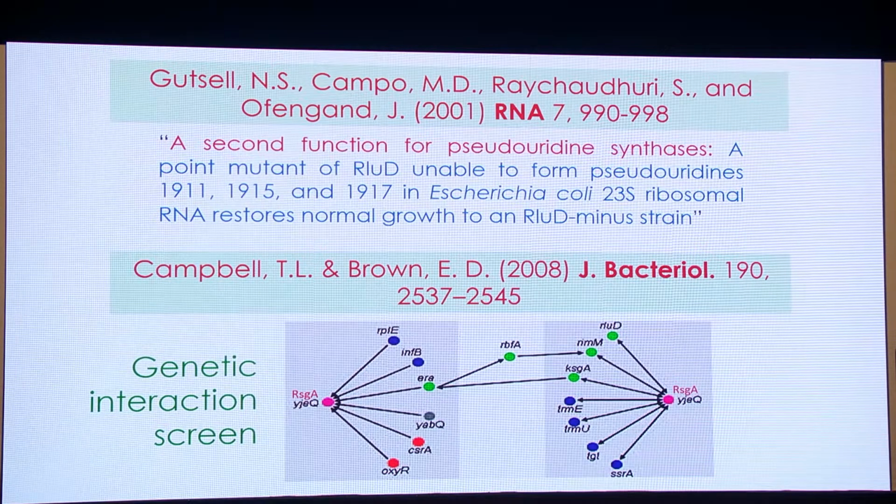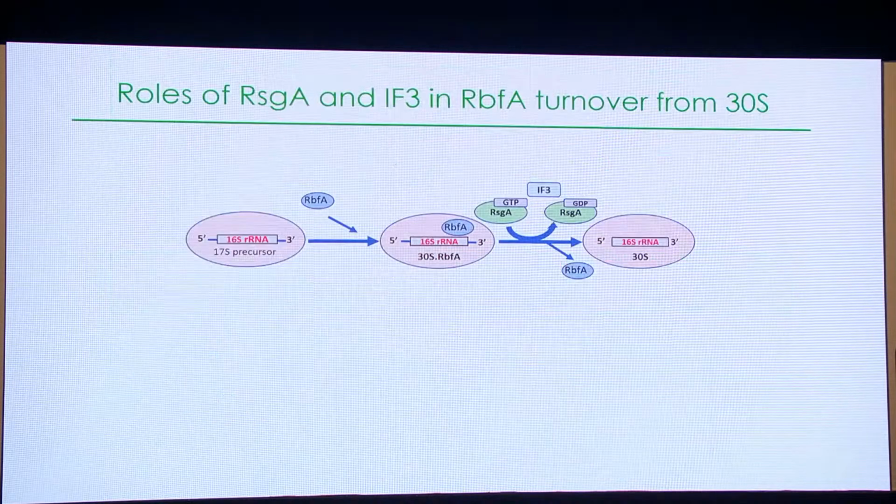Now, yet another observation that allowed us to follow the ribosome biogenesis was the work done by Eric Brown. What he showed in his genetic analysis was that RsgA, which is in the same pathway of ribosome biogenesis, had genetic interactions with RluD, RbfA, and Era. So this suggested that the RluD mutation, which is not affecting the biochemical activity or the stability of this enzyme, must be involved in ribosome biogenesis.